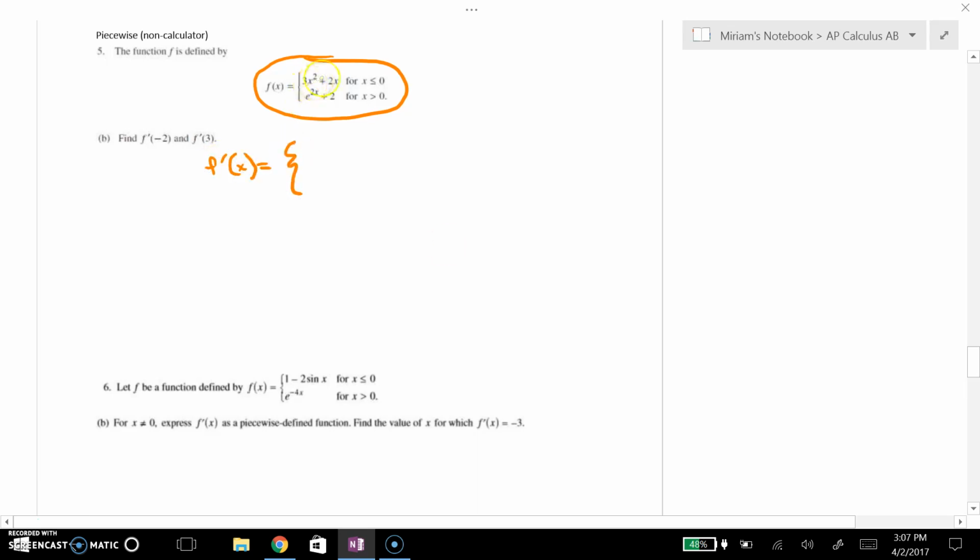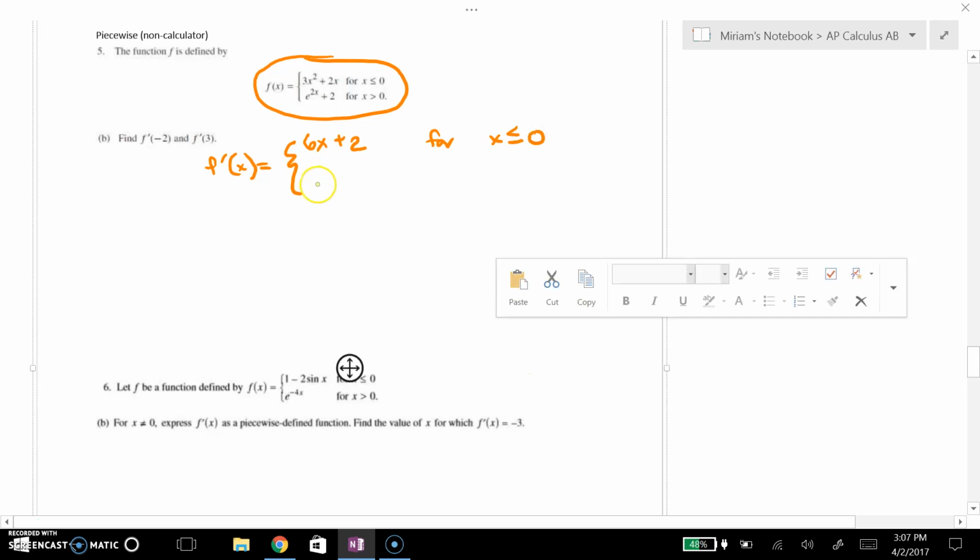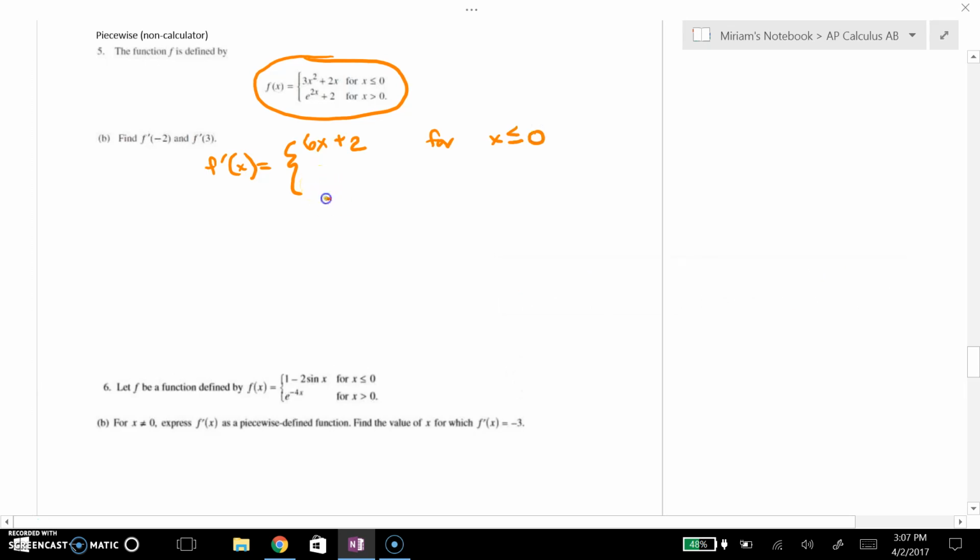The derivative of 3x squared is 6x. The derivative of 2x is 2. And you just copy the domain. Do the next one. Derivative of e to the 2x is e to the 2x times 2. Derivative of 2 is 0. Copy the domain.